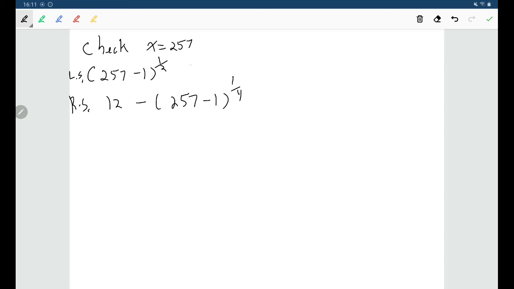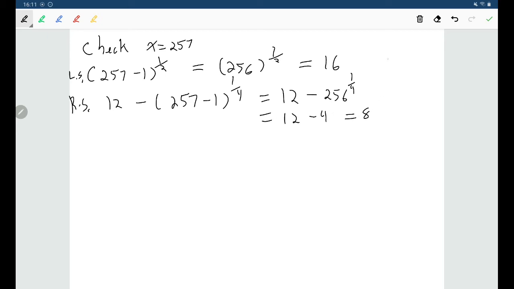Well, let's find out. On the left side, 257 minus 1 to the half, that's 256 to the power of a half, or square root of 256, which is 16. On the right side, you would have 12 minus 256 to the quarter, or fourth root of 256, which turns out to be 4. So we can see that the left side and the right side are not equal to each other, which means that we're going to reject x being 257. That is not a solution to the original equation.